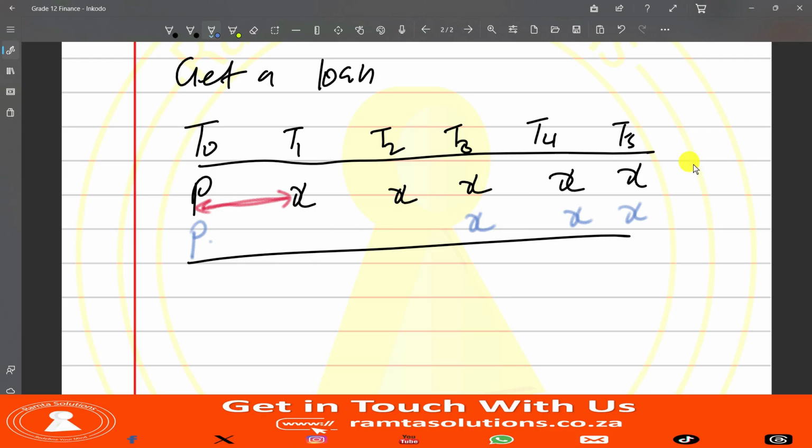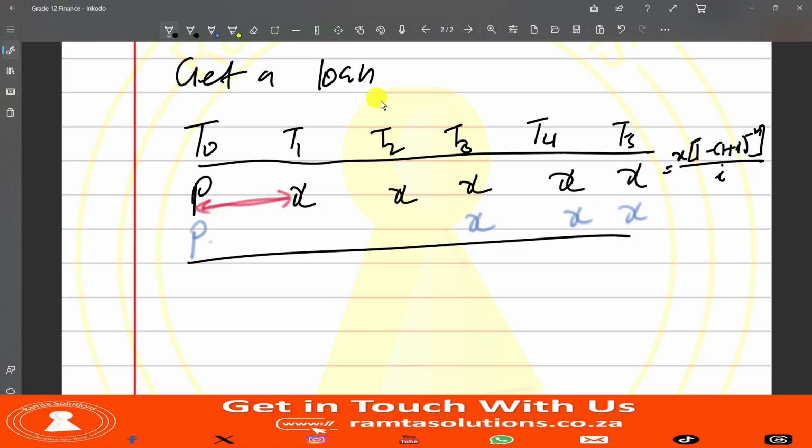What do you need to do? Here you use that formula that you had. You said P equals X into 1 minus 1 plus i to the negative n, over i.